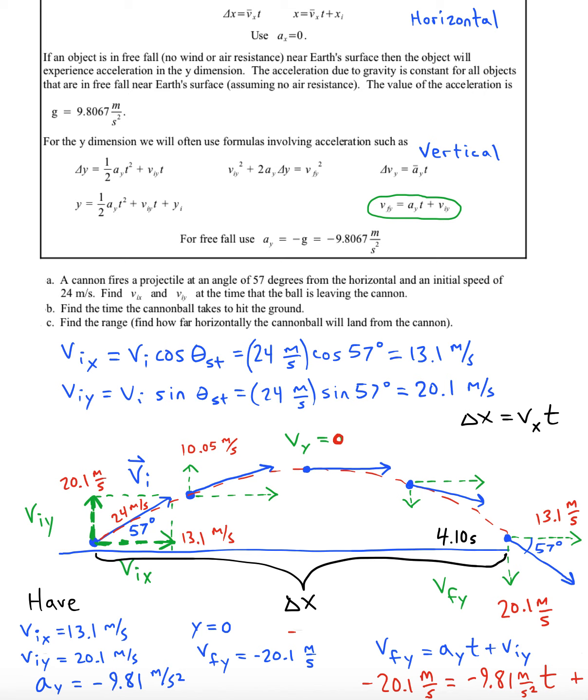Now the velocity in the horizontal dimension is going to remain constant. It will be 13.1 meters per second. We want to multiply that times the 4.1 seconds that we had found previously. The delta x is 53.7 meters. And that will be the range of the cannonball.